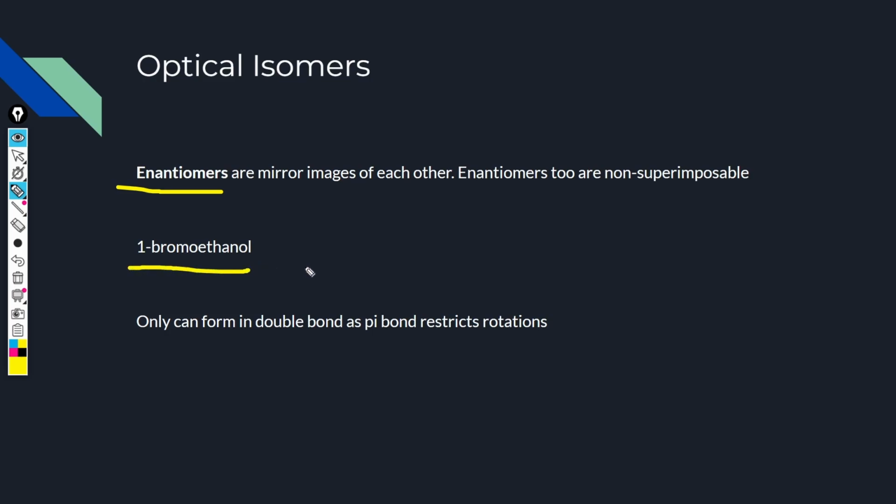So let's take the example of 1-bromoethanol. So it is carbon over here. We have a H normally. We have a bromine. We have a hydroxy, and it's an ethanol. So CH3. This is our first enantiomer, and this is a chiral carbon. So we can have an optical isomer.